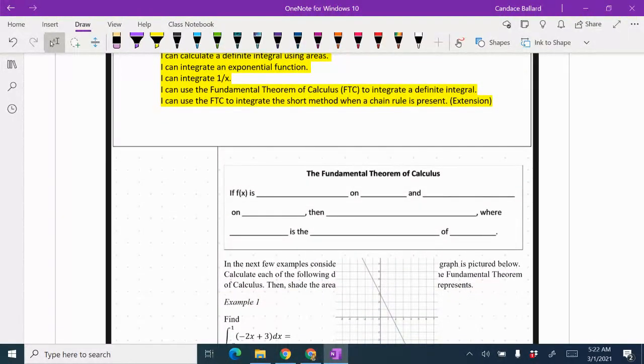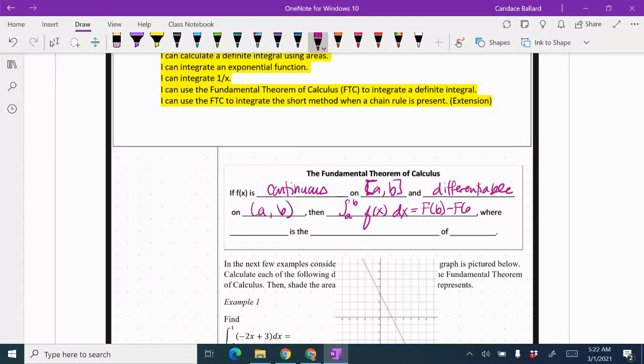All right, so the fundamental theorem, this is like the huge thing. It says fundamental, this is what calculus is about, right? Other than slope. So if f is continuous on a to b, the closed interval a to b, and differentiable on the open interval a to b, then the integral from a to b of f of x dx equals f of b minus f of a, where remember a capital F means antiderivative, so F of x is the antiderivative of f of x. And remember, integral and antiderivative are kind of interchangeable words.